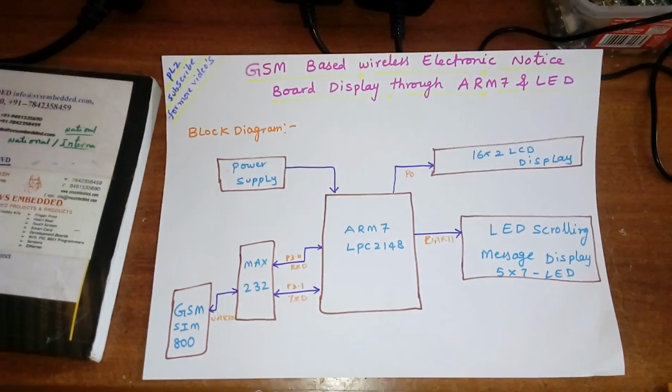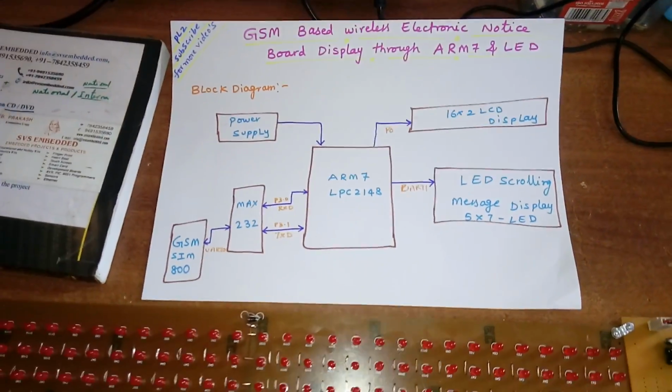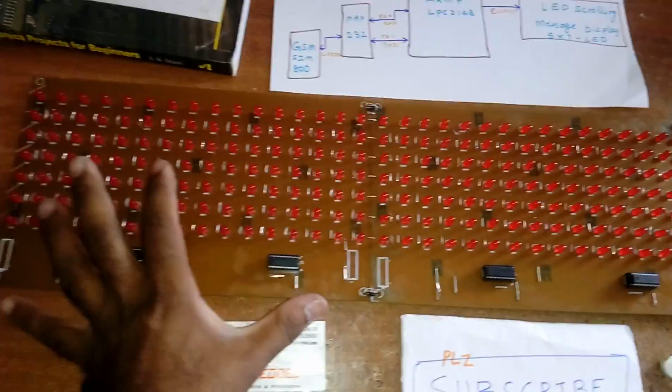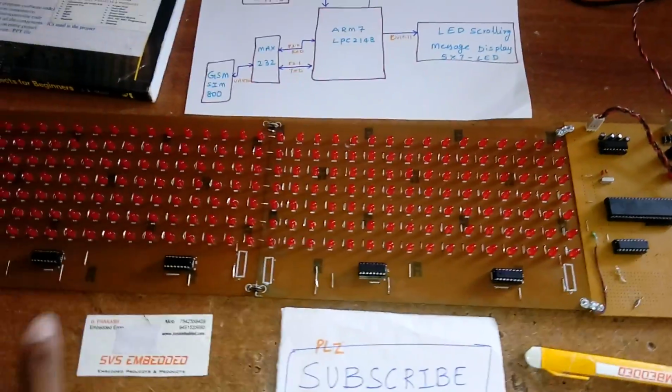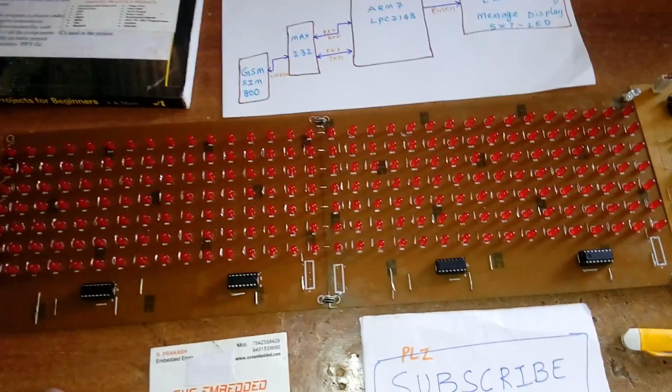The project title is GSM based wireless electronic notice board display through ARM7 and LED display. Here I'm using a 2 feet LED scrolling display, a 5x7 LED matrix display.